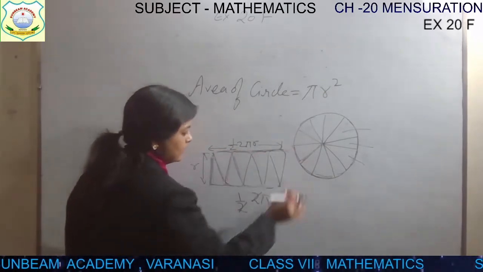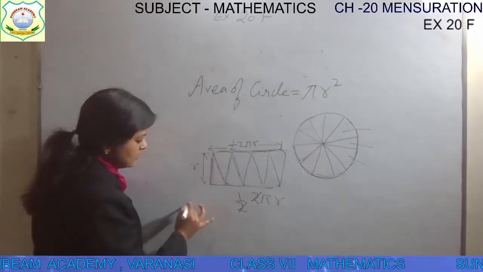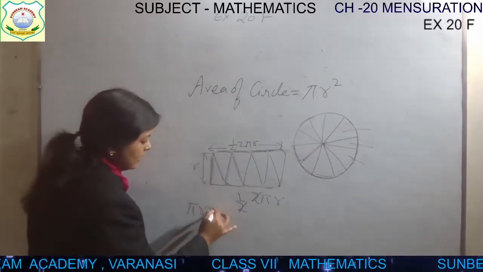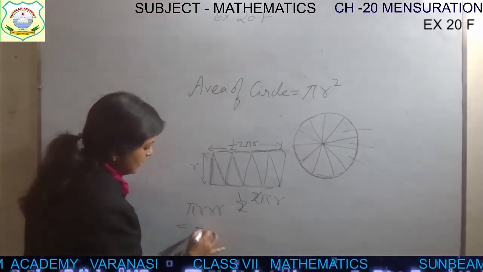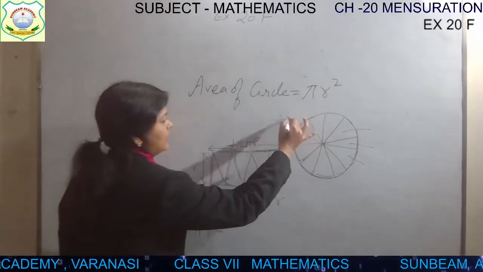इस पूरे का एरिया क्या देगा? Base into height. What is base? Pi r. And what is height? R. That is why area is pi r square, which is the area of a circle.